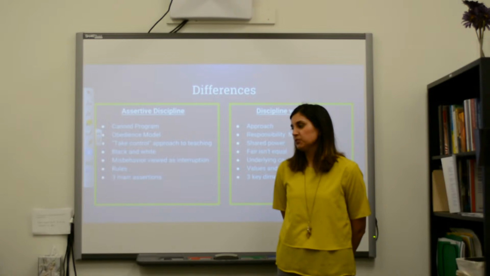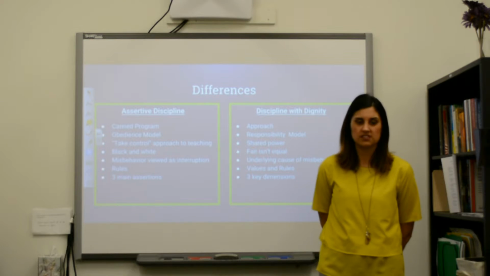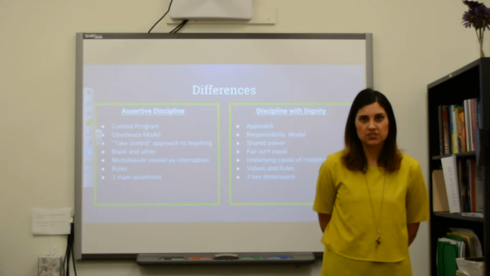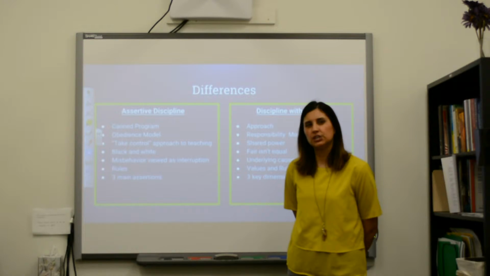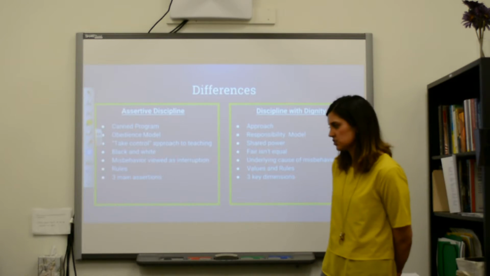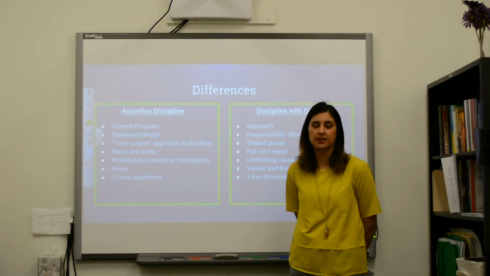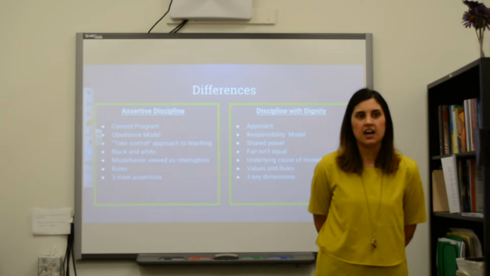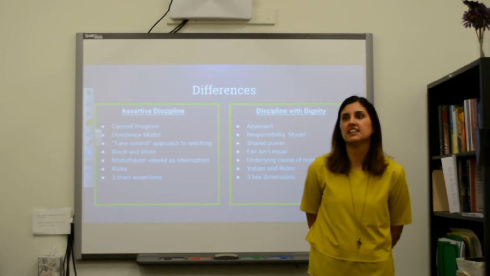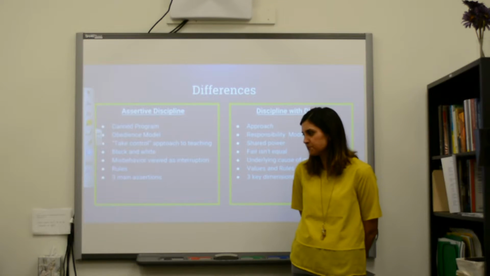With assertive discipline, it's very, very black and white. So these are the rules, these are the consequences. You break the rule, this is the consequence that you get. There's really no room for teacher discretion. With discipline with dignity, they operate under the premise that fair isn't equal, and the individual student is taken into account to determine the most appropriate consequence for them.